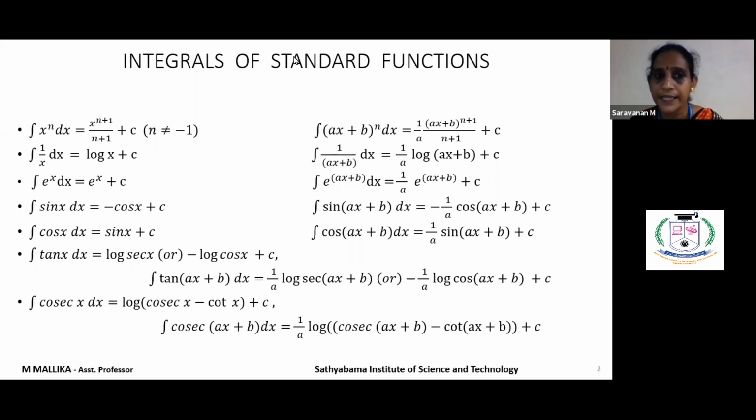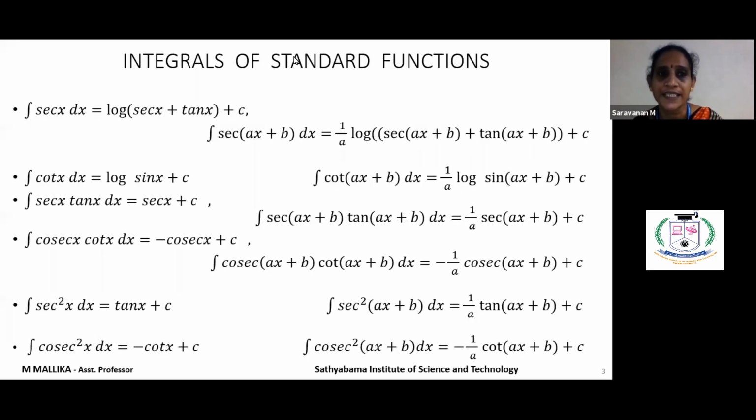You know that derivative of log x is 1 by x, and hence we are getting integral of 1 by x is log x. Then integral of e power x is e power x. After that you have the integration of all the trigonometric functions, namely integral of sin x, which is minus cos x, integral of cos x, which is sin x, integral of tan x, which is log secant x or minus log cos x, then integral cosecant x, which is log of cosecant x minus cot x, then integral secant x, which is log of secant x plus tan x, and integral cot x is equal to log of sin x.